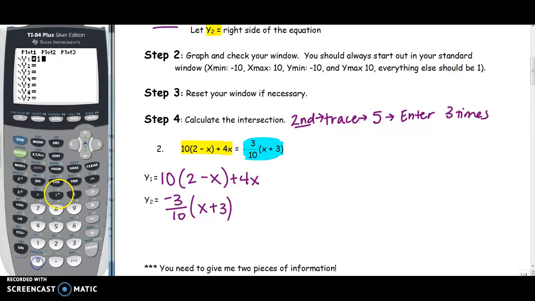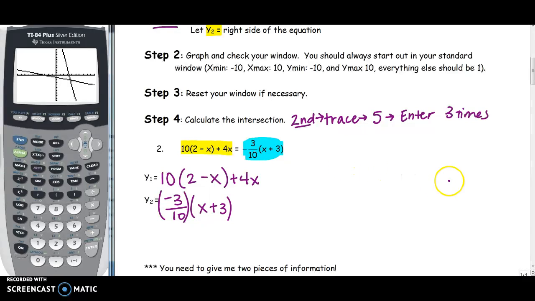Y1 would be 10 parentheses 2 minus x, close your parentheses, plus 4x. Okay, always double check that you have written it and typed it in correctly. When we have a fraction, please open your parentheses because we have to put this in parentheses in our calculator. -3 divided by 10, close your parentheses. Open them up again, now we're here, x plus 3, and then close them. If you hit graph, you'll see a graph that looks like that.